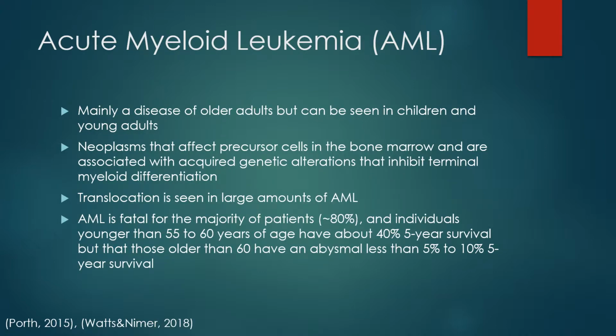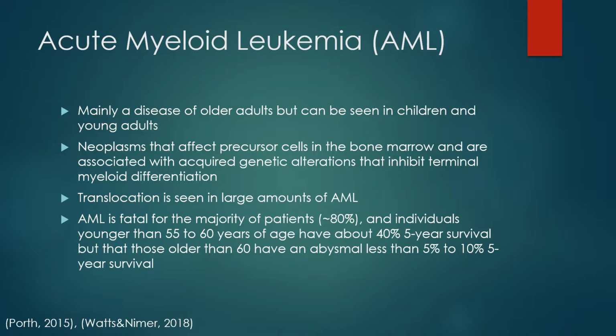Acute myeloid leukemia is mainly a disease of older individuals, but it can be seen in children and young adults, and it accounts for 1/4 of cases. It is a neoplasm that affects precursors in bone marrow, and it's associated with acquired genetic alterations that inhibit terminal myeloid differentiation. In this leukemia, there's a large form of translocation that's seen in the chromosomes.